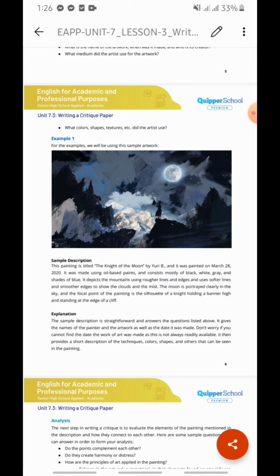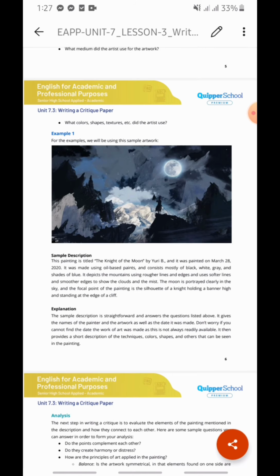Then, don't worry if you cannot find the date the work of art was made. This is not always readily available. It then provides a short description of the techniques, color, shapes, and others. So, dili tanan na sample sa artwork is na ay mga date kay depende kung available ba siya or dili. Kung available siya, imo siyang i-appeal, pero pag dili, pwede ra pod na short description of techniques, color, shapes, and others can be seen in the painting.